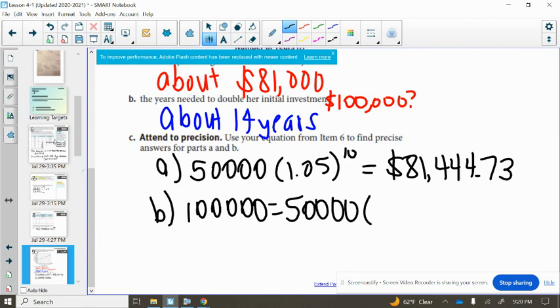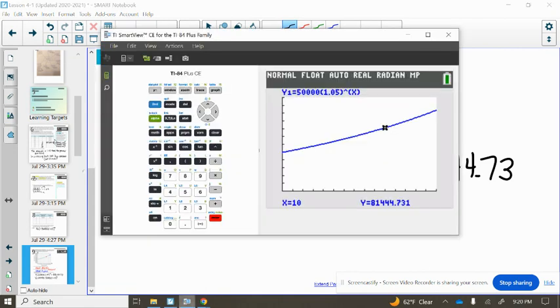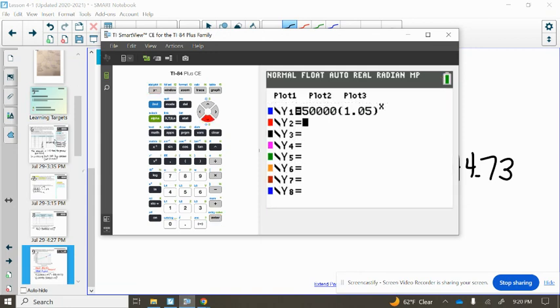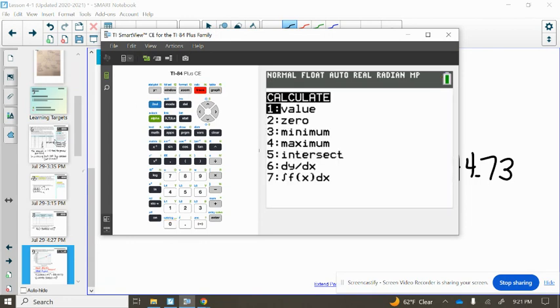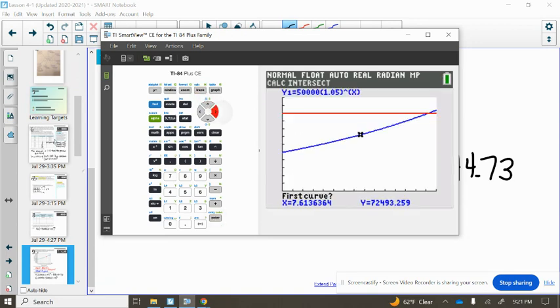Now for part B, we're basically trying to look again, when does our graph equal $100,000? AKA, when is this going to equal 100,000 on this? Well, if we take our graph and we go back to the y equals menu and we look for 100,000. And what we can do is if we look at this graph, we can look for the intersection between them. So again, second trace, option 5 is intersect. And if we scroll over, we can get a little bit more of a precise estimate on when these are actually going to intersect so that we see when it hits 100,000.